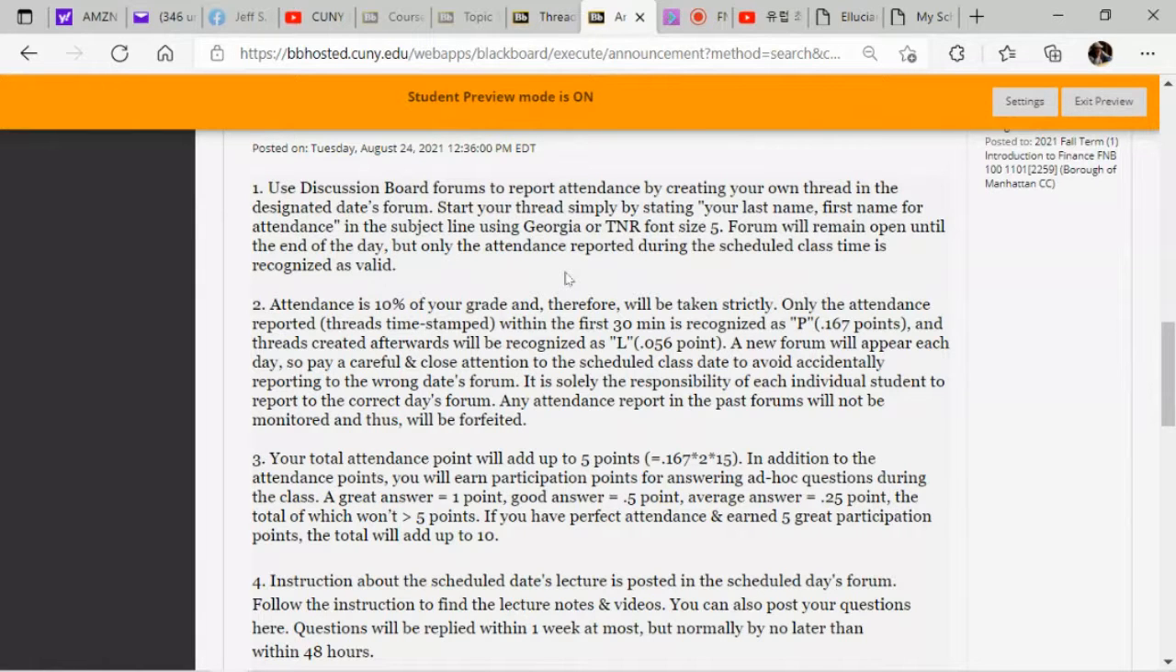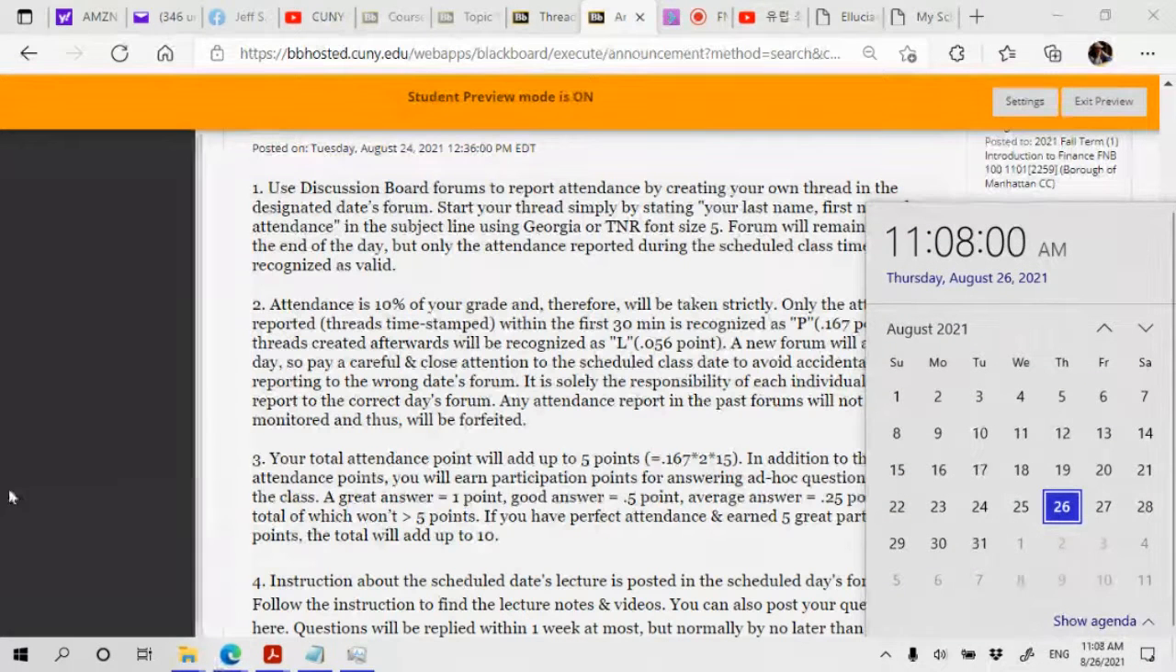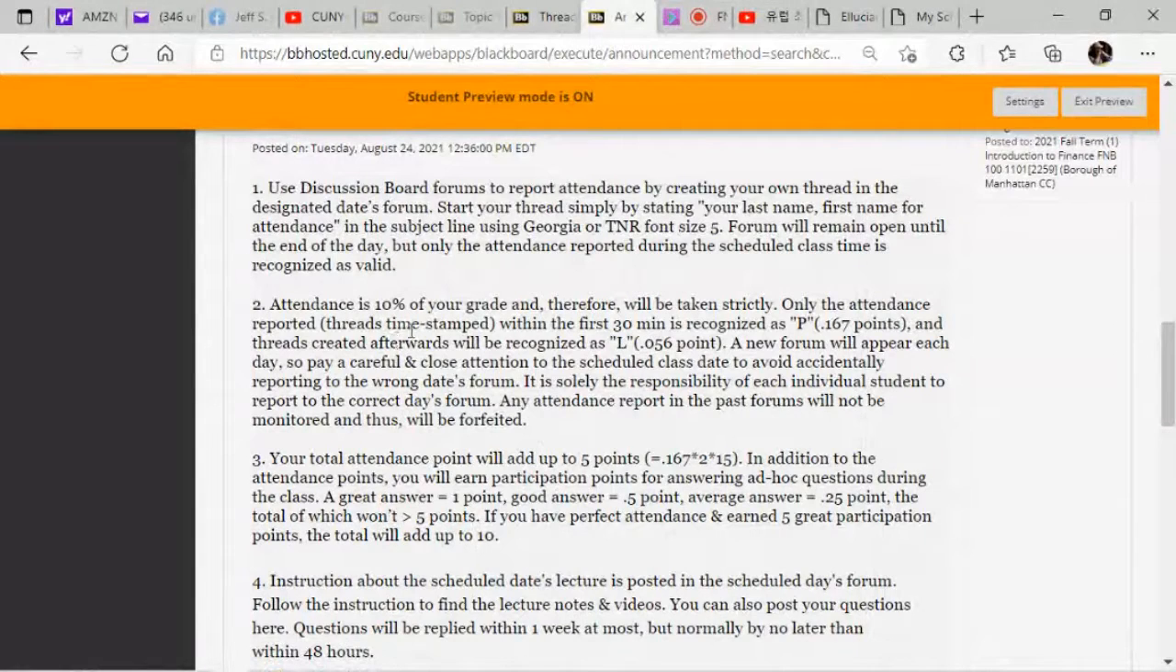And next Tuesday, today's forum will be invisible. It's not going to be visible anymore. And there will be the August 31st forum. Is it August 31st? Yeah, you will see the August 31st forum. And attendance is 10% of your grade. So here's the thing: it's attendance and participation, 10% of your grade. It's a raw 10 points, so out of 100, it's going to be raw 10.